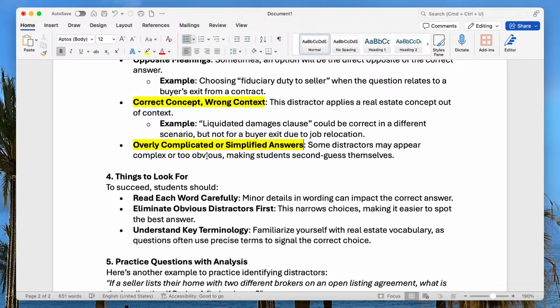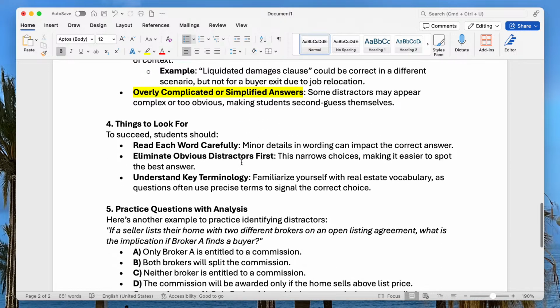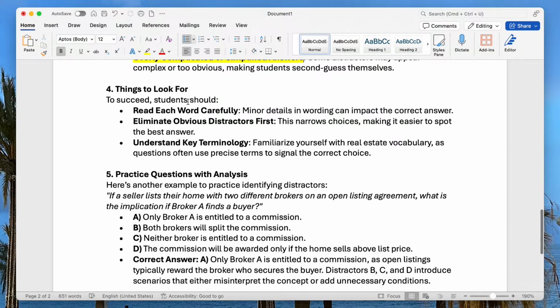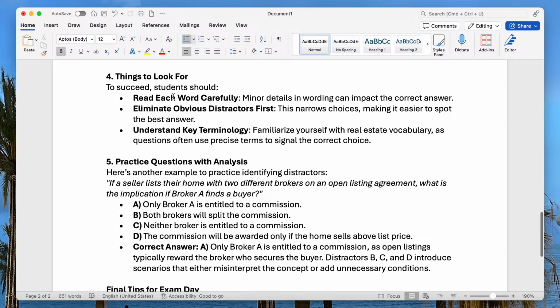Okay. I always like to say that. And don't find yourself second guessing. If you've studied hard and that's the answer, even though it might seem too obvious, don't let that bother you.